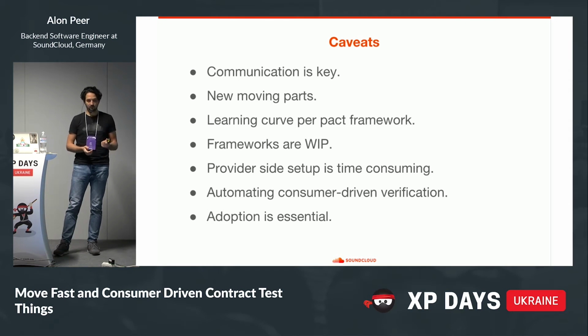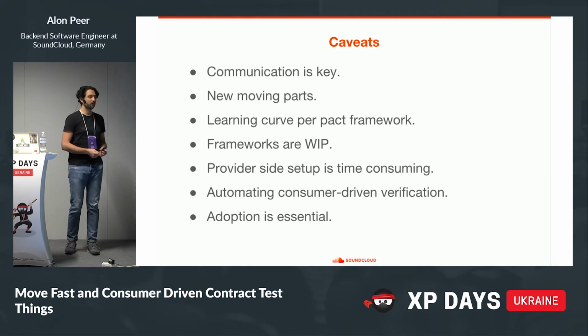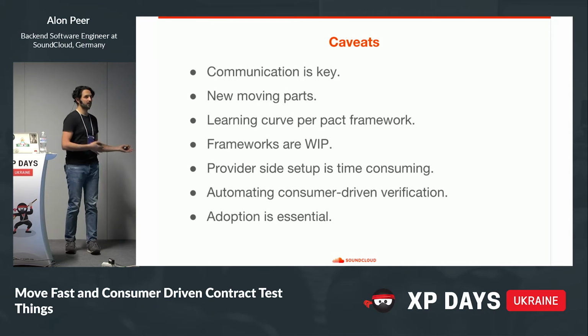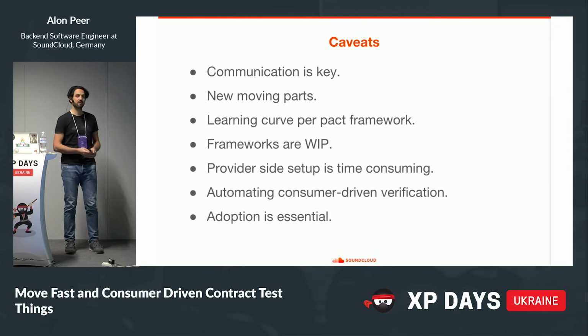And also, adoption is essential. This is the problem that we are facing at SoundCloud. If you have just two teams working with contract tests, it doesn't help the entire organization much. It just means that you have two teams doing something that they like to do, and it doesn't really help the entire organization. So we try to hold workshops and have a group of people that advocate using this and have the skills to help teams integrate with contract testing. But definitely it's still a challenge.